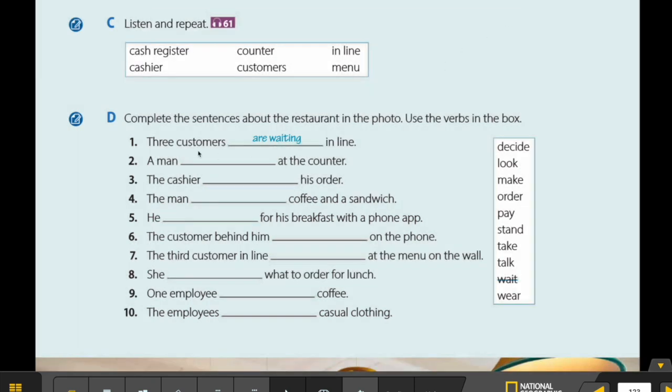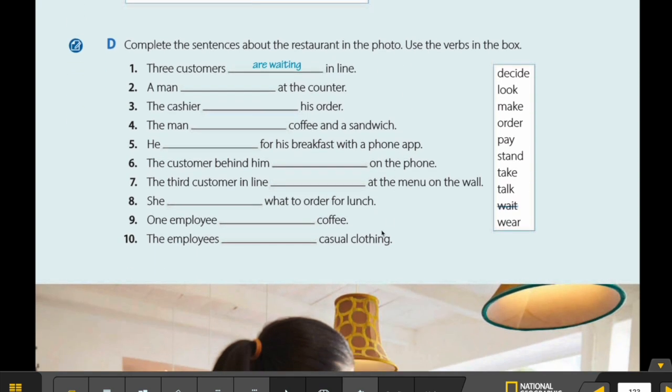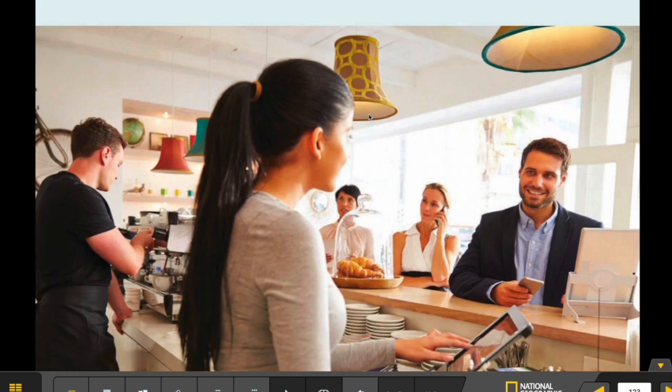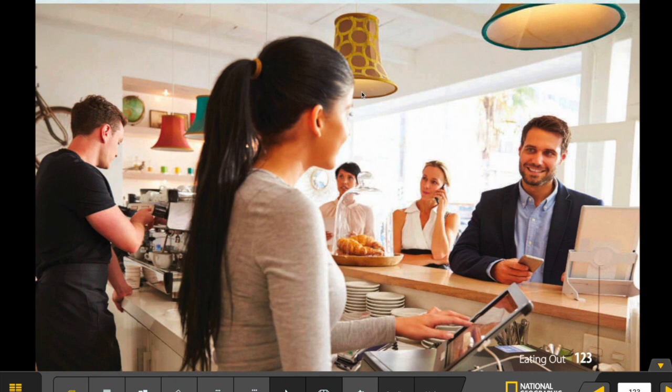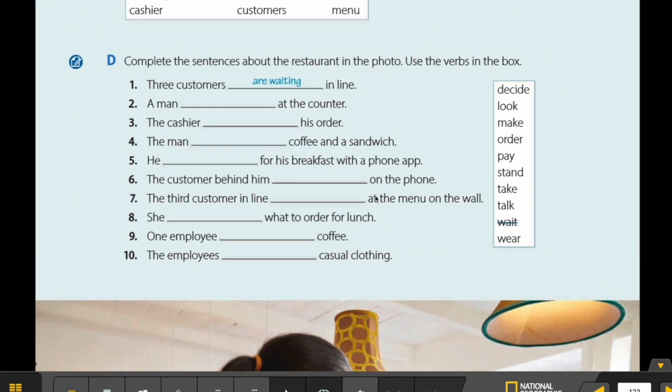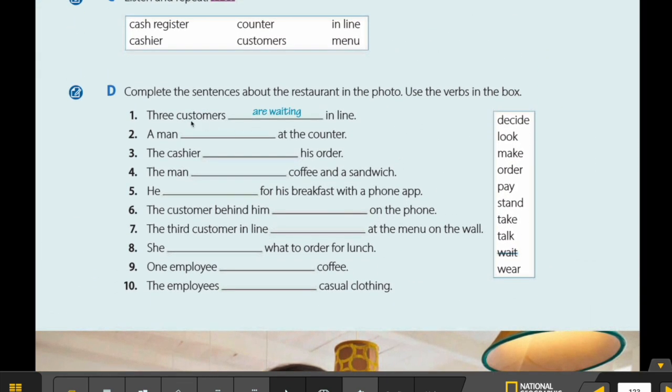Now let's do exercise D. In exercise D, you have to complete the sentences about the restaurant in the photo. So use verbs in the box, okay? So in this photo, you have to use this photo to answer the questions, okay? Now, when you're done, for example, 3 customers are waiting in line. Do all the others. Here are some verbs. And then when we get back, we'll see the answers, all right?